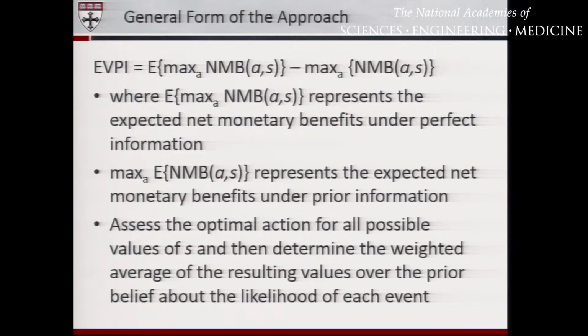Dollar per quality, dollar per DALY, dollar. Somehow you want to monetize, because that makes it much more straightforward, of course, when you're comparing to costs. So if you reduced all the uncertainty, what would be the expected net monetary benefits? And you subtract from that what you have given the information that you have today.